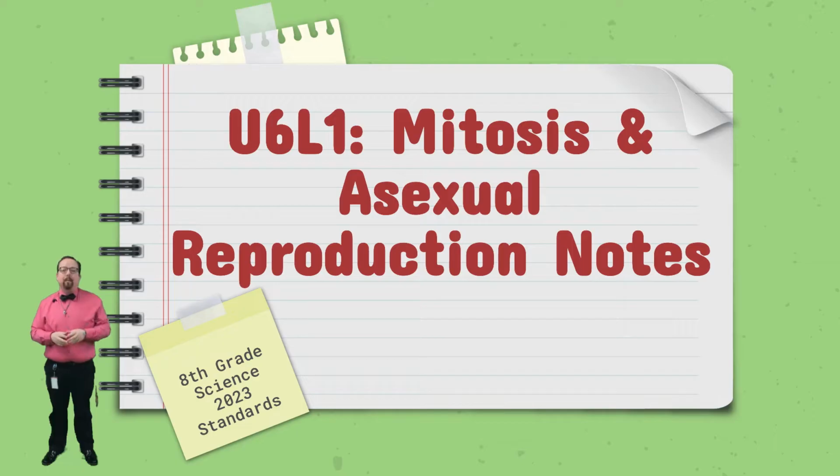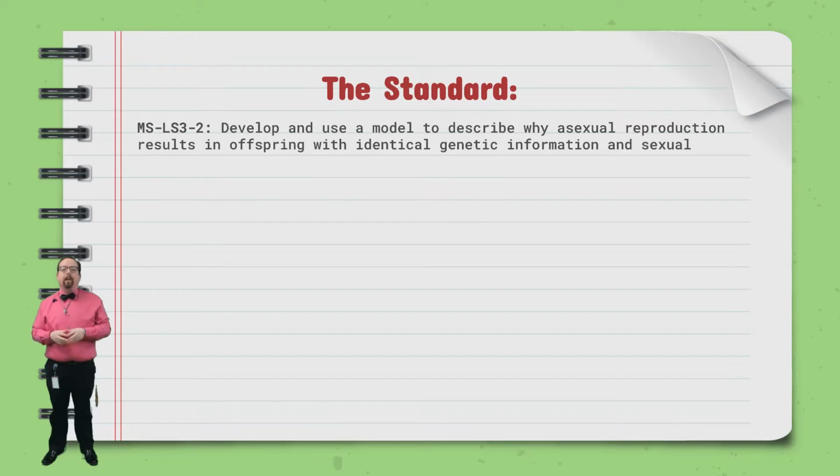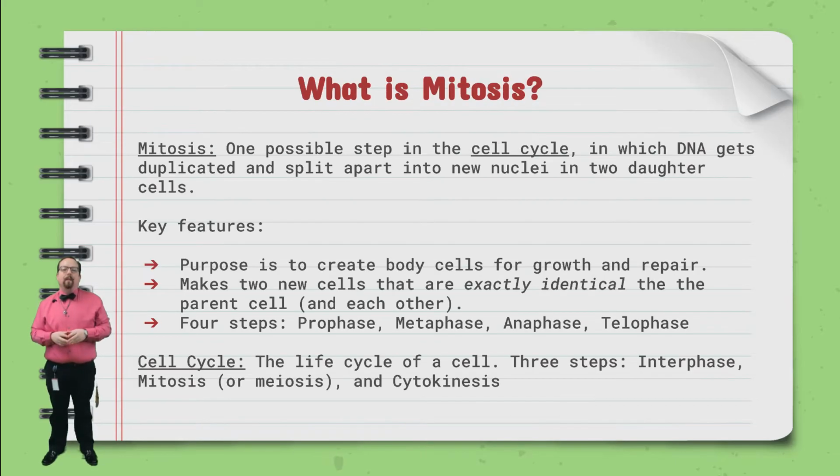In today's lesson, we'll be discussing the process and purpose of cellular division through mitosis and what role this type of cellular division plays in asexual reproduction. Here's a standard that we'll be covering this lesson as well as in the next lesson. Let's get started. First off, what is mitosis?